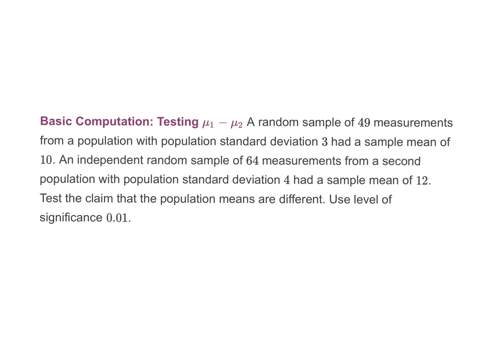Here comes the second type of question. A random sample of 49 measurements from a population with a population standard deviation of 3. Ladies and gentlemen, that is sigma 1. These are not S's, they are sigmas. It had a sample mean of 10. That's your X bar 1. An independent random sample of 64. There's our next N from a second population with a population standard deviation of 4. Again, that is sigma sub 2. Had the sample mean, which is X bar sub 2. Remember, this one is X bar sub 1.